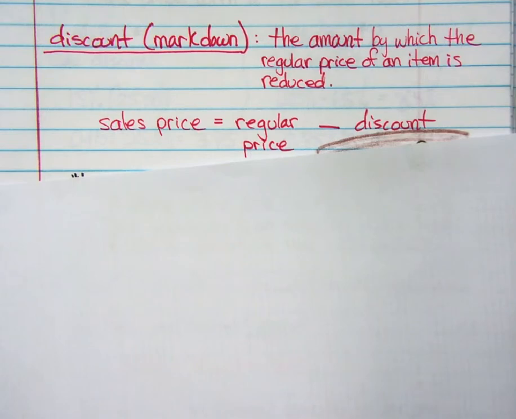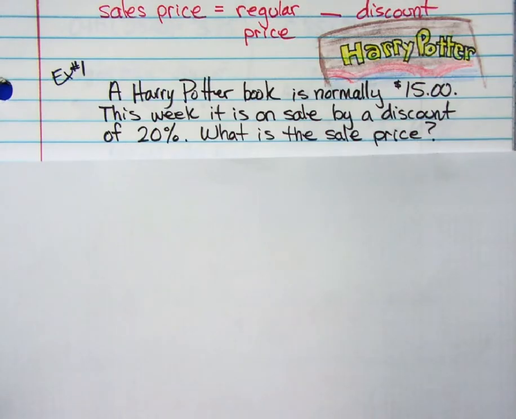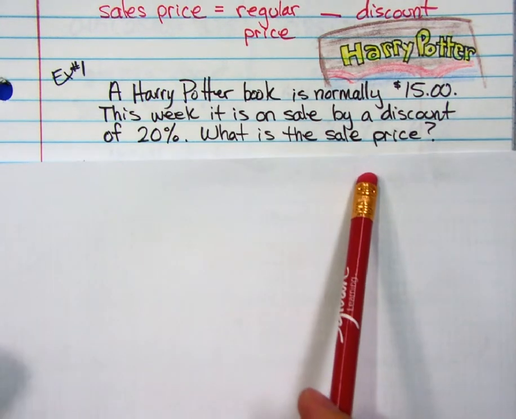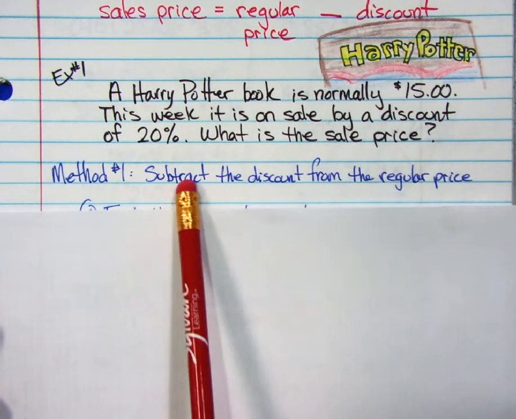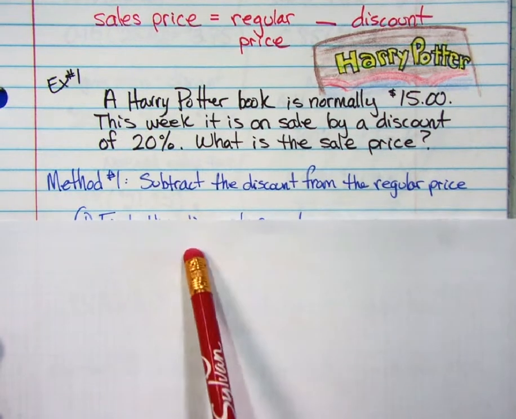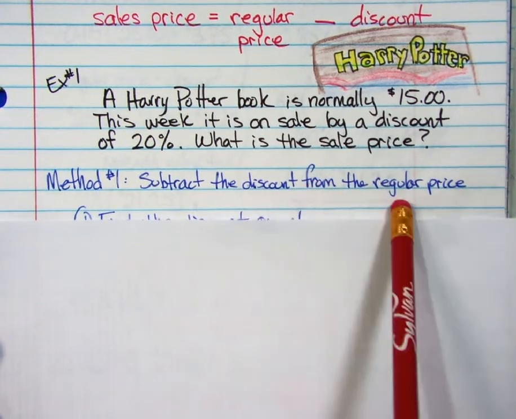And here's my first example. A Harry Potter book is normally $15. This week, it's on sale by a discount of 20%. So what is the new sales price? All right, so this is how we're going to do this. This is method number one. Method number one is just to subtract the discount amount from the regular price.